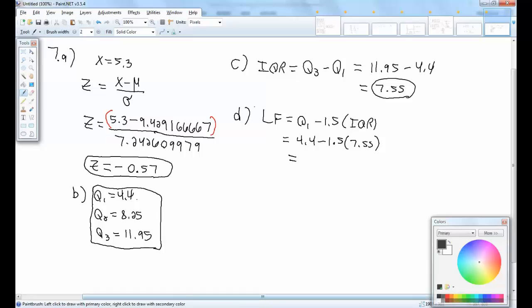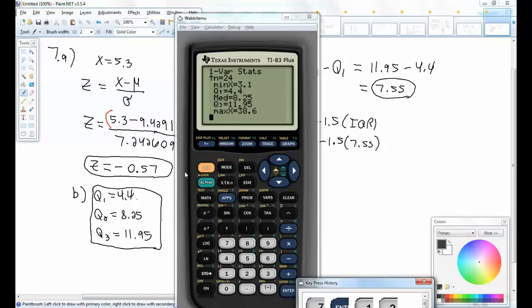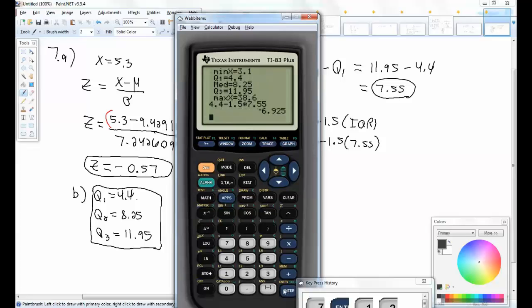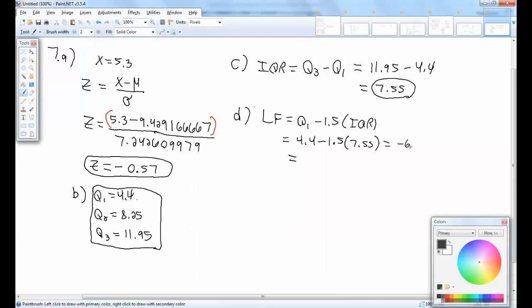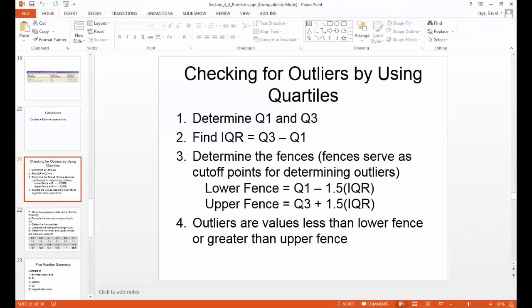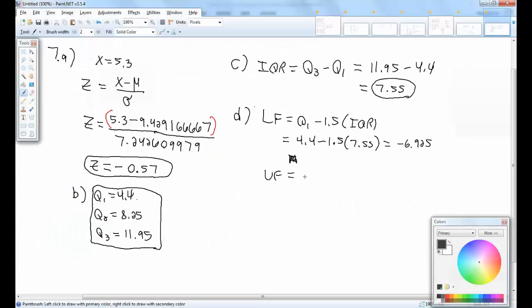And so come over here, calculator. 4.4 minus 1.5 times 7.55. Enter. And we got negative 6.925. Okay. So our upper fence from our formula will be Q3 plus 1.5 times IQR.